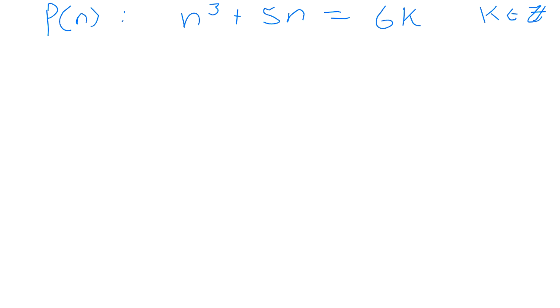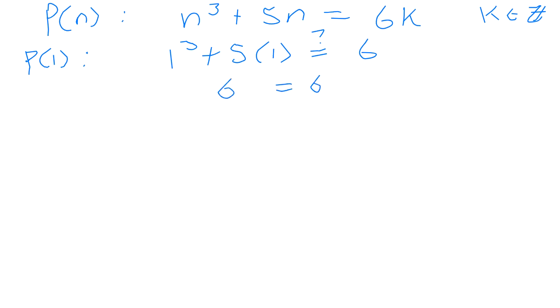Let's see if it's true for n equal 1. So for n equal 1, this is the first principle. We'll just replace the number. We get 1 cubed plus 5 times 1. Check if it's equal to the right. As you can see, 1 plus 5 is 6, and 6 is equal to 6. So it's true for n equal 1.